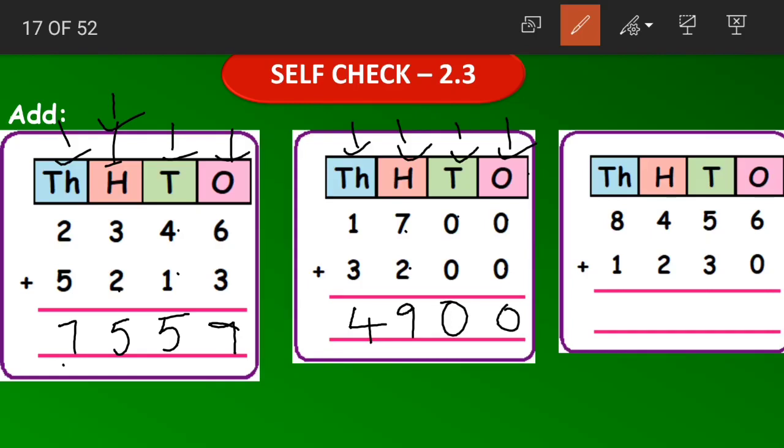Moving on to the third question. In the ones place we have 6 plus 0. You remember children, whenever we add 0 to a number or when a number is added to a 0, the answer will be the number itself.